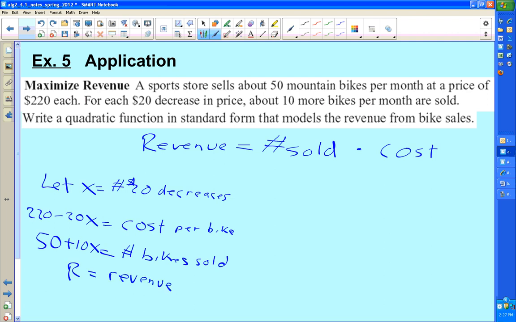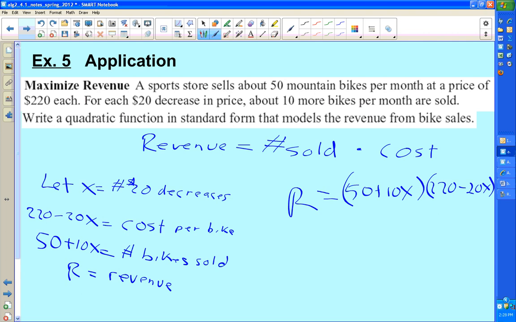This let statement is the hardest part. Now we just plug into this formula. What's the equation going to be for revenue? R equals 50 plus 10X times 220 minus 20X. Very good. Is this in standard form? No. You've got to multiply it out.